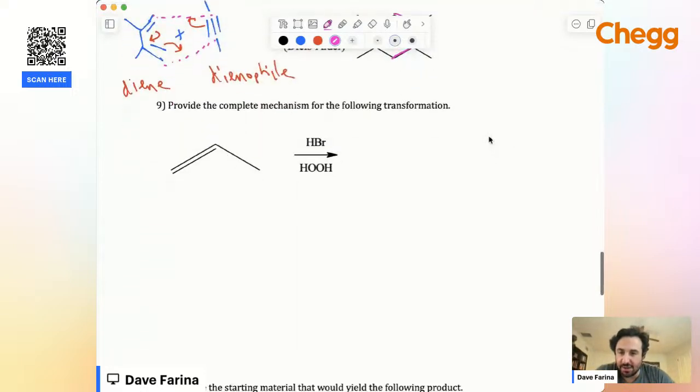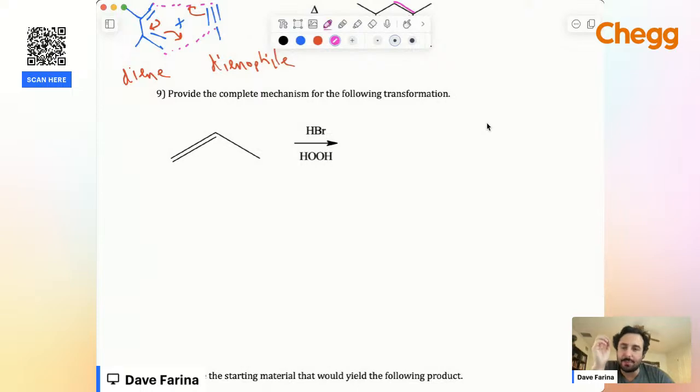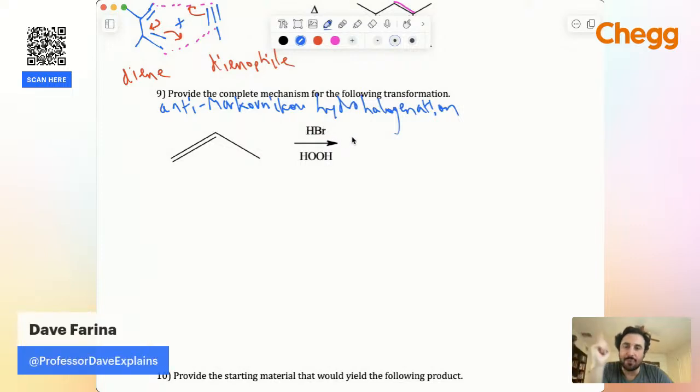Okay, let's do one mechanism. We got asked about mechanisms. So let's do the complete mechanism for the following transformation. What is this? This is anti-Markovnikov hydrohalogenation. We know it's an addition reaction because we've got an alkene substrate. We know it's hydrohalogenation because we have HBr, a hydrogen and a halogen. And we know it's anti-Markovnikov because of the peroxides. The peroxide is going to promote the anti-Markovnikov regiospecificity here.